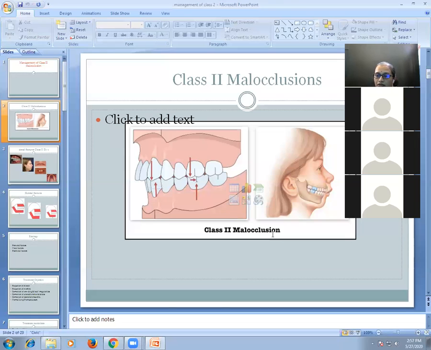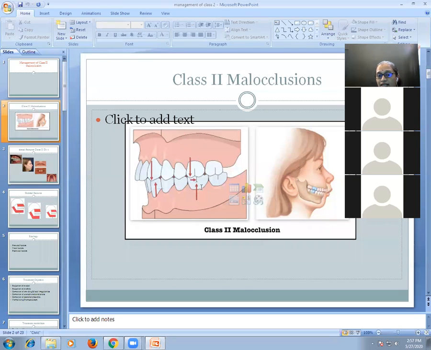So what is class 2 molar relation? A class 2 molar relation is when the distobuccal cusp of the upper first molar is occluding in the mesobuccal groove of the lower first molar. This is class 2 molar relationship.